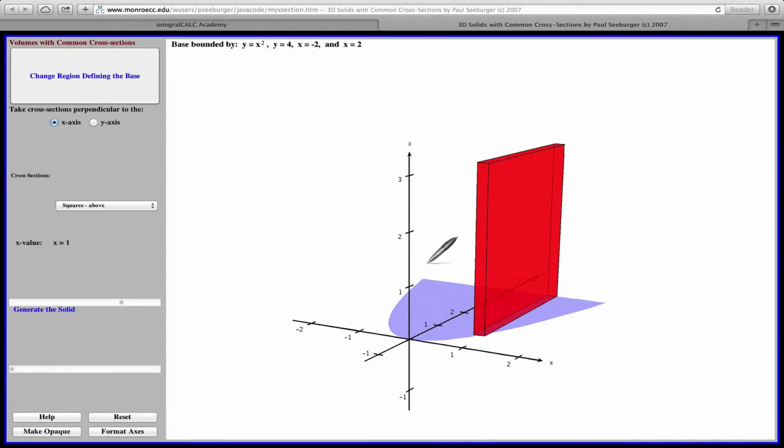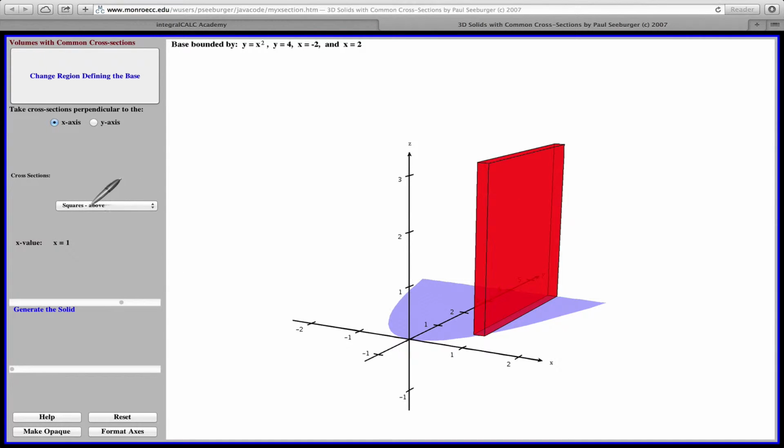Okay, here's an example of volume by cross sections. Let's say we have some curve, y equals x squared. That's a parabola. And let's say we have the line y equals 4. So that would be this horizontal line right here. And we have the left edge to be x equals -2. So that's over here. And x equals +2. So we have this blue parabola as our base, and we'll think about that as the bottom of our loaf of bread. So on top of that, we want to build squares.